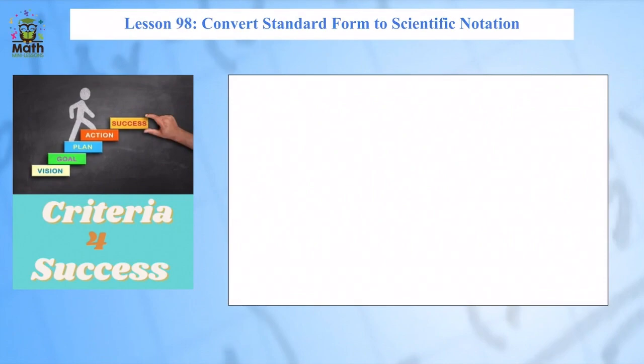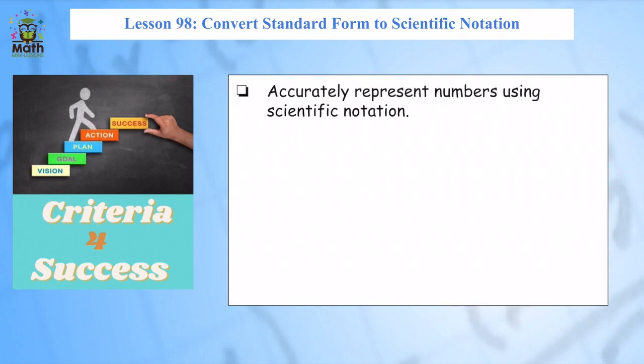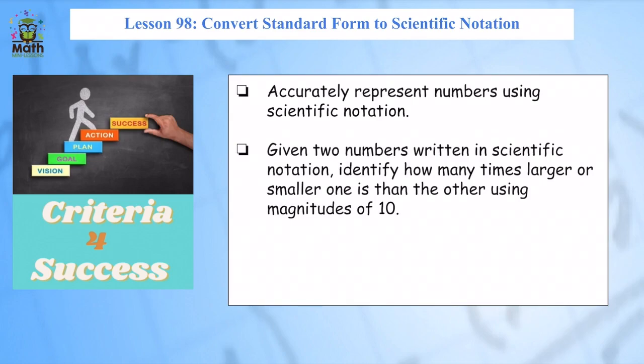Welcome to lesson 98. It is the very first lesson of a new unit on scientific notation. In this lesson, watch as I model these 3 criteria for success: that I can accurately represent numbers using scientific notation, that when I'm given 2 numbers written in scientific notation, I can determine how many times larger or smaller.